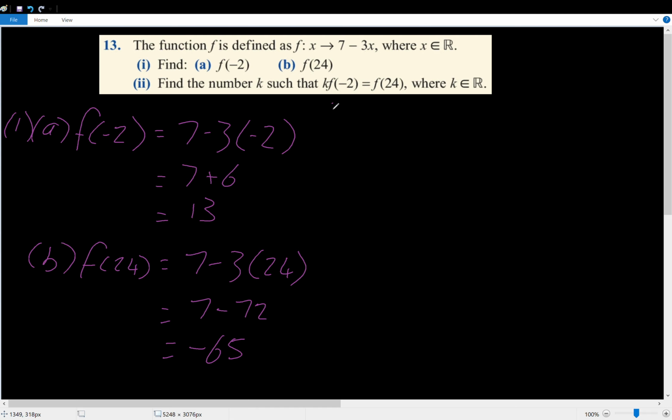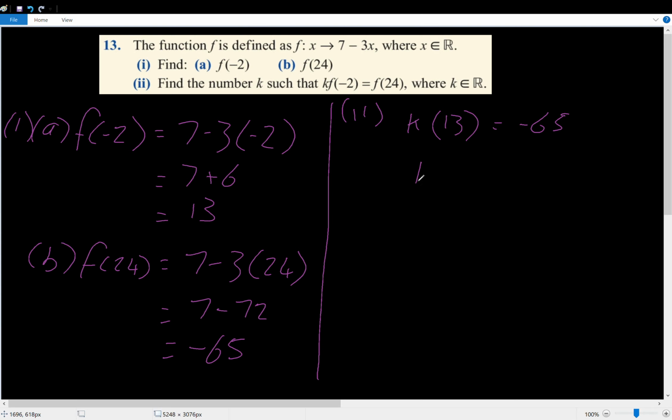And then for part 2, we've got to find the number k such that k times f of minus 2 is equal to f of 24. So that's going to be k times, and we already figured out f of minus 2 in part 1, it's 13. And that's going to be equal to f of 24, which we figured out in part b, and that's minus 65.